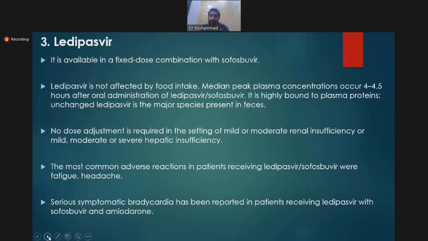Median peak plasma concentration occurs 4 to 4.5 hours after oral administration. Highly bound to plasma proteins, and unchanged drug is the major species present in the feces. No adjustment is required in the settings of mild or moderate renal insufficiency or mild, moderate, severe hepatic insufficiency. Again, fatigue, headache is the most common adverse reaction. And again, if you use this drug with Sofosbuvir or amiodarone, severe symptomatic bradycardia has been reported.